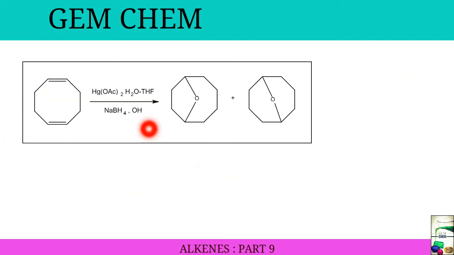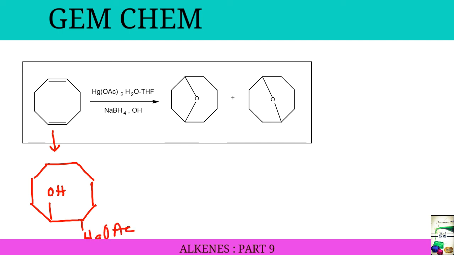Now we will go for this one. So see, now we will see for this reaction what happens. Right, there is a formation of 2 products. So first of all we will write the first step, that is here formation of OH and here formation of HgOAc, right? And here there is a double bond. Next step is this one, that is formation of cyclic mercuric intermediate.